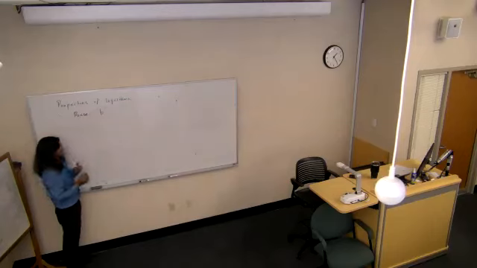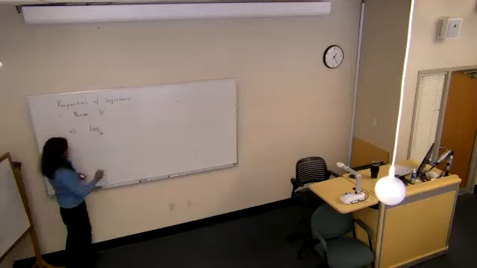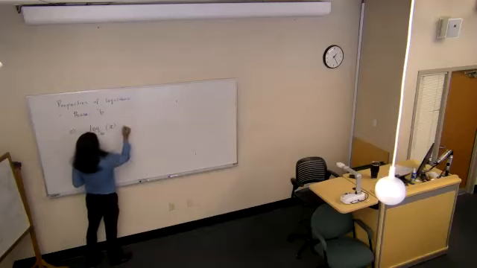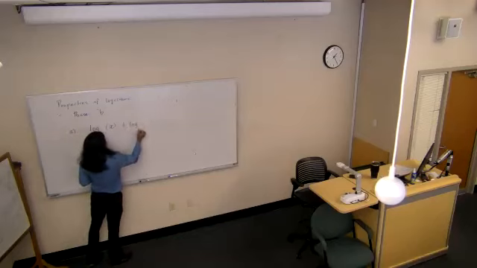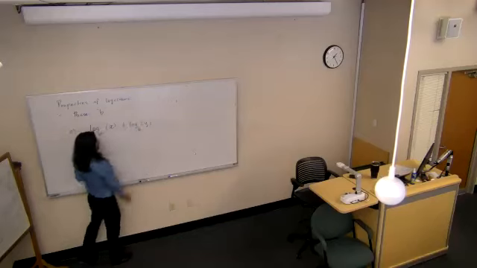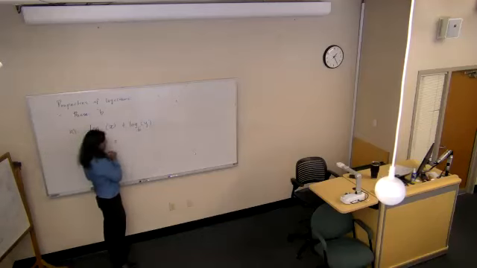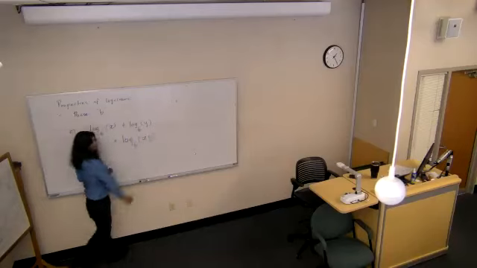So I'm going to arbitrarily pick a base, B. Good. First property: log base B of some value X plus log base B of some value Y is always equal to log base B of X times Y.